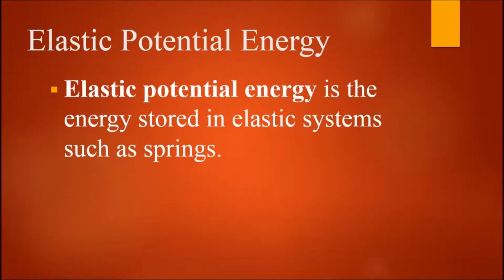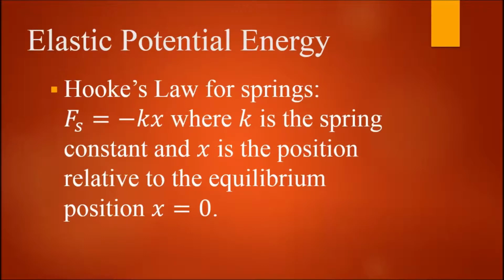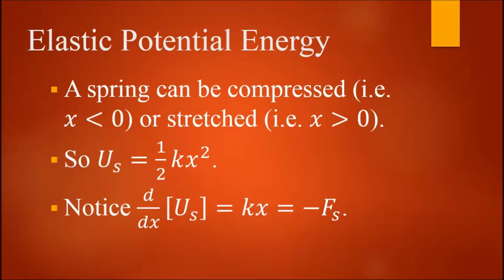And so a second type of potential energy is elastic potential energy, which is the energy stored in elastic systems such as springs. And according to Hooke's law for springs, the restoring force of a spring is equal to the negative of k times x, where k is the spring constant and x is the position relative to the equilibrium position, which is defined to be 0. Now a spring can be compressed, in which case the position is negative with respect to the equilibrium position, or can be stretched, in which case the position is positive with respect to the equilibrium position.